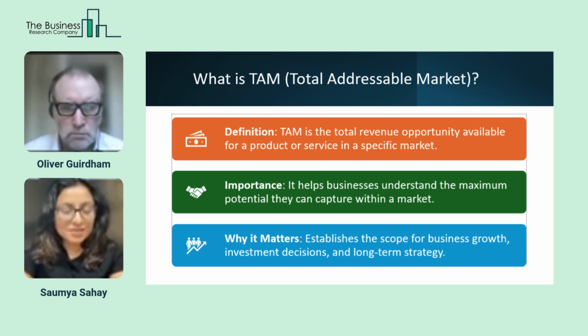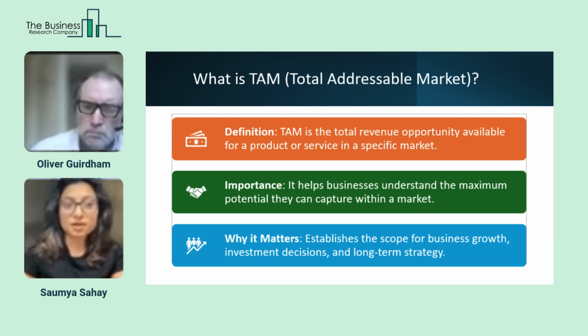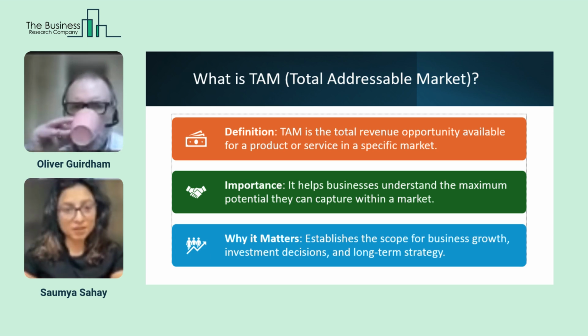Let's kick off things with understanding what TAM is. TAM is total addressable market. Like the definition goes, it's the total revenue opportunity available for your product or service in a specific market. It covers the 100% revenue opportunity for you in a condition where there is no competition. So it's a market without any competition, so it's not fragmented or clustered. It is a total market for you.